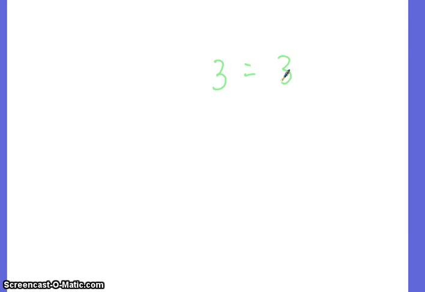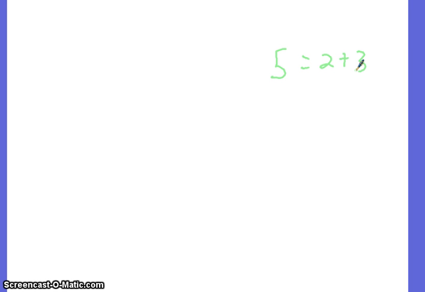Now, let's try something. What happens when we do this? What is 5 equals 2 plus 3? What if I multiplied both sides by 5? Would that still be a true equation? Yes. If I multiply both sides by 5, I get 25 equals 25. 10 plus 15 equals 25, right? That's a rule that you should have learned a long time ago, right?